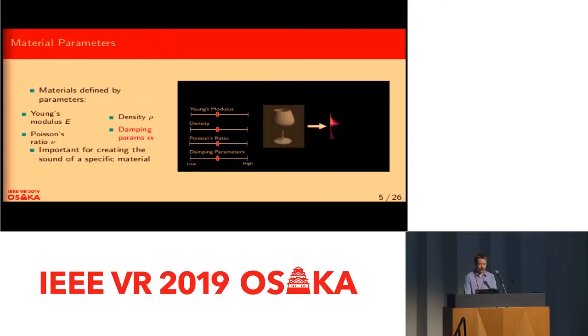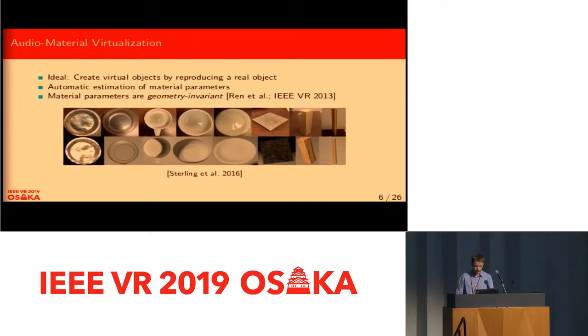In this work, we focus on the damping parameters, which characterize how vibrations decay over time and are more difficult to accurately model. This brings us to the question of how we can pick the correct material parameters for a given virtual object. For someone designing virtual objects, it would be convenient to automatically reproduce the material parameters of a real-world object. We call this audio material virtualization.